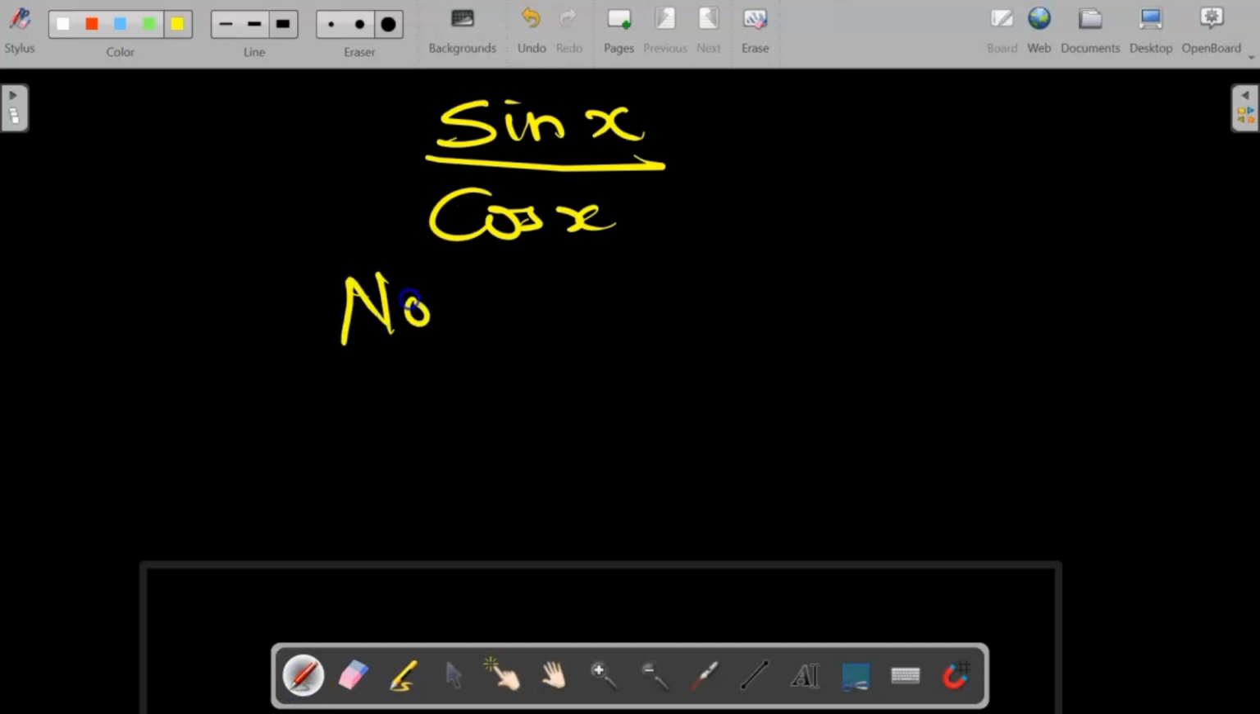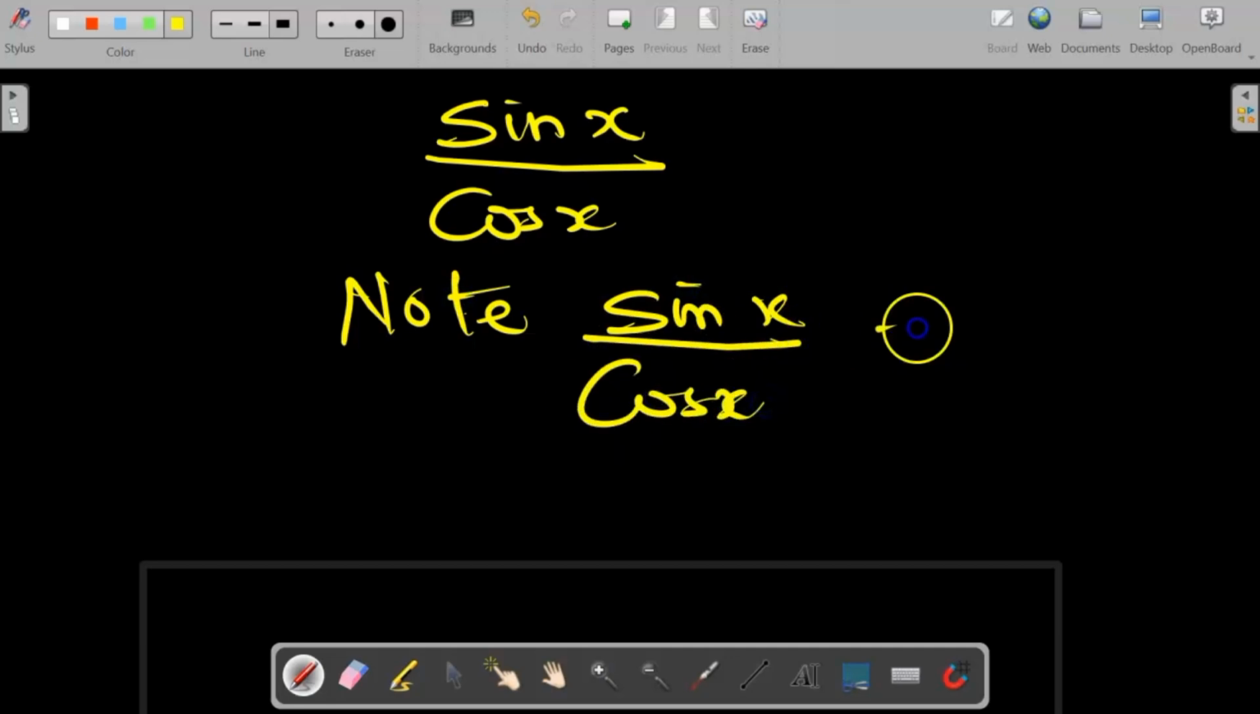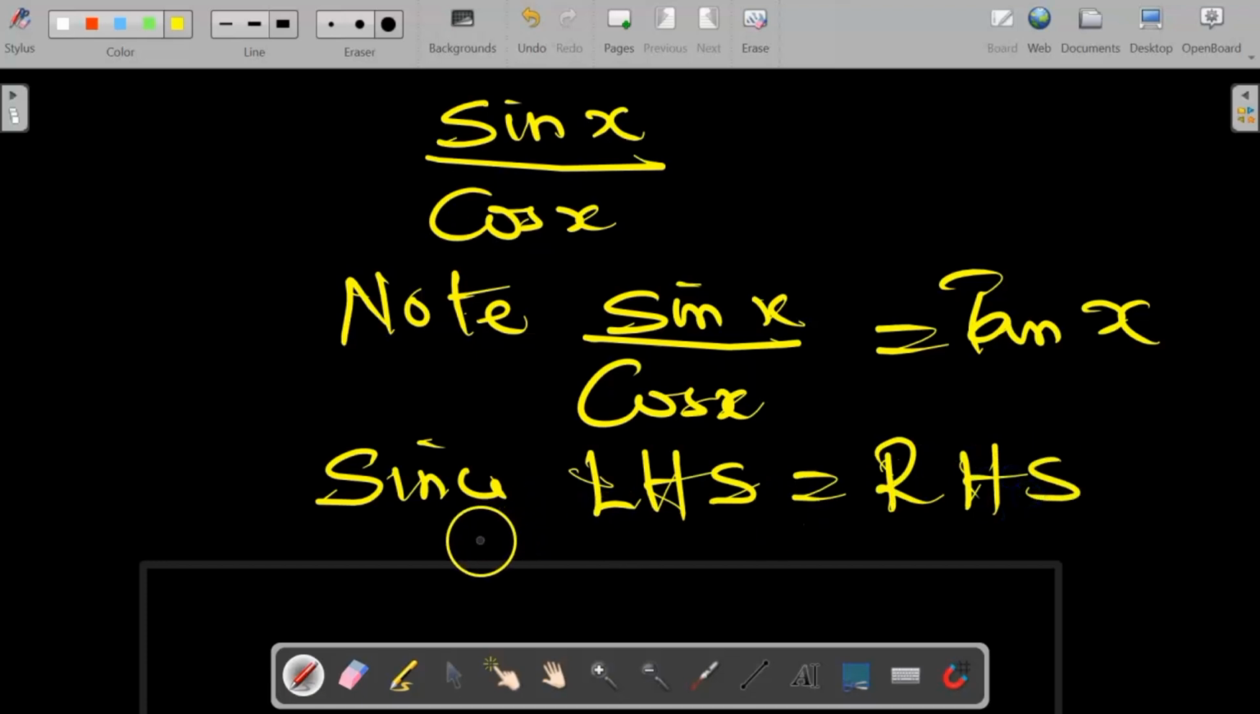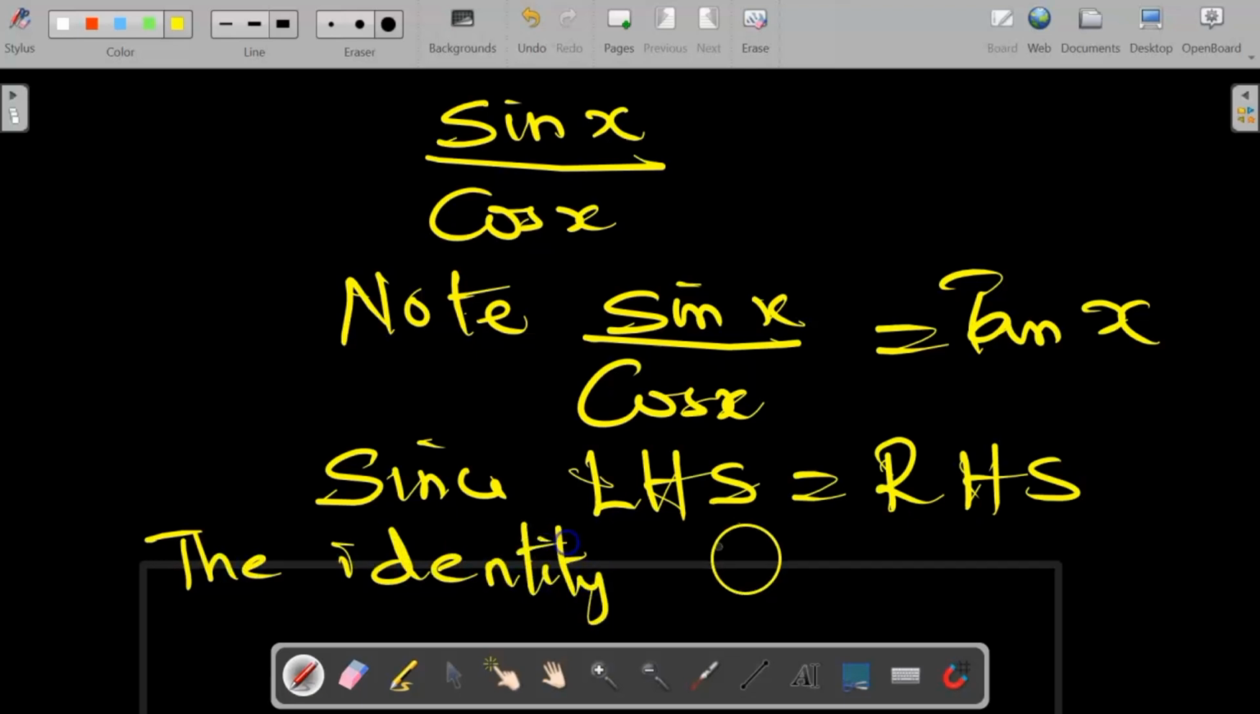Note, sine x over cos x is equal to tan x. Since our left hand side is equal to the right hand side, the identity is proven.